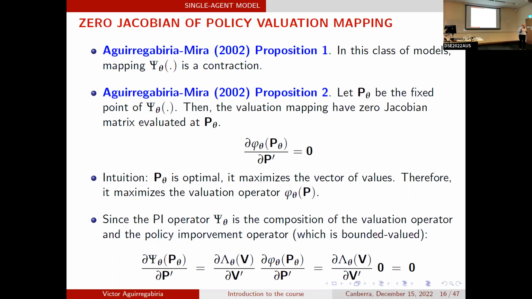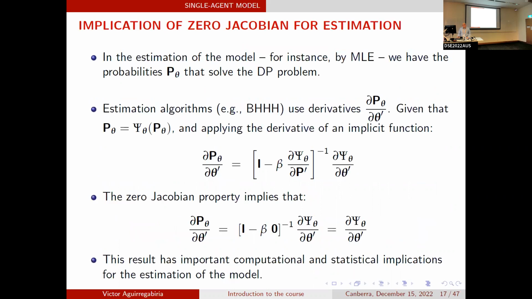Okay. Then this is the zero Jacobian property at the solution of the dynamic programming problem for a given theta: marginal changes in the choice probabilities imply no changes in the best responses in the policy iteration. Let's keep this in mind because it's going to play a very important role both in the computational properties and in the statistical properties of this estimator, an estimator that I have not defined yet.